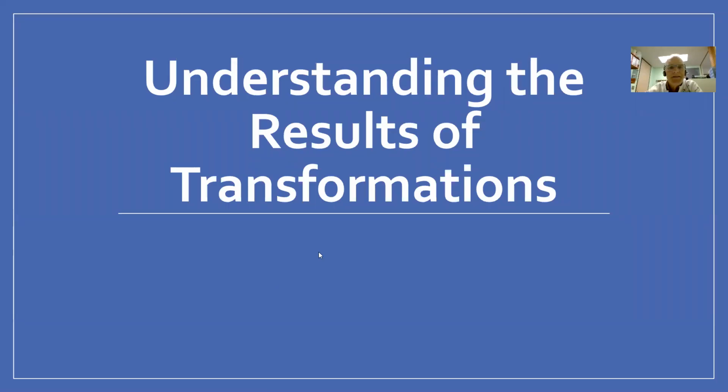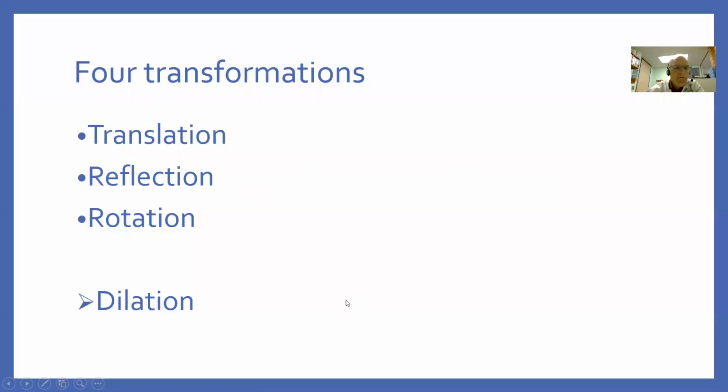Hello, this is a video on understanding the results of transformations. There are four types of transformations: translation, reflection, rotation, and dilation. We're going to see in this introduction that the first three, translation, reflection, and rotation, do preserve distance. Dilation is stretching or shrinking.